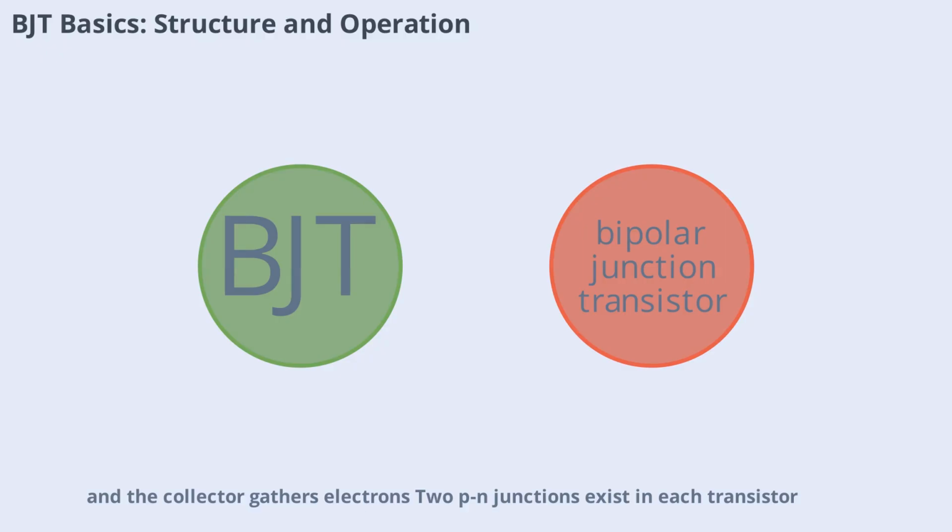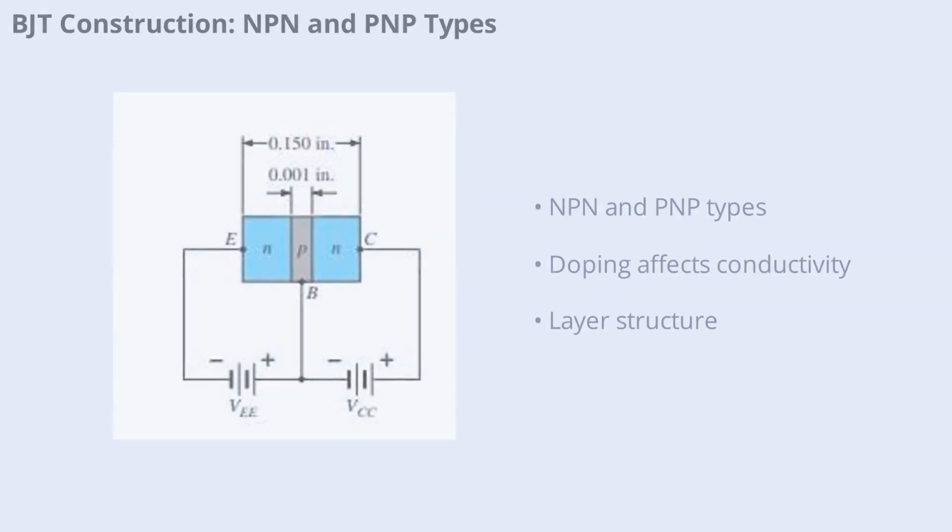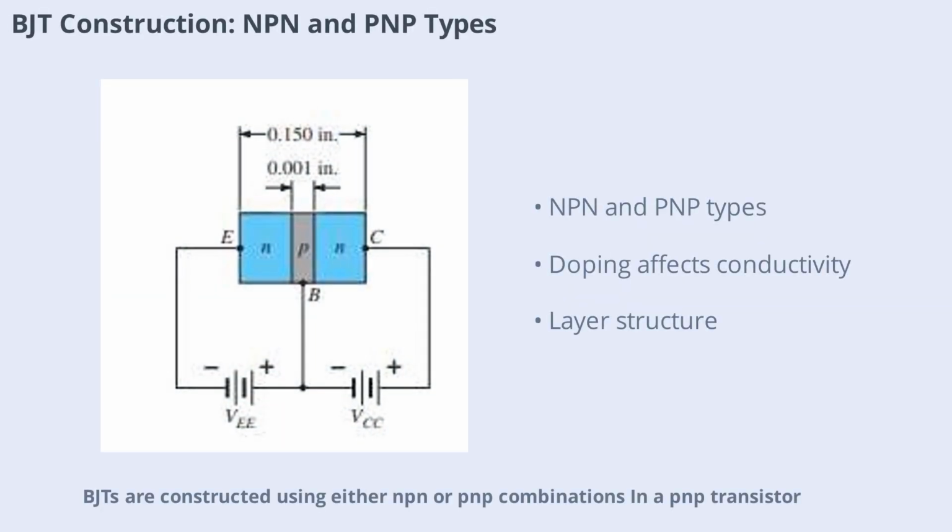Two PN junctions exist in each transistor, enabling the transfer of resistance from a low resistance input circuit to a high resistance output circuit. This structure is key to their amplification capabilities. BJTs are constructed using either NPN or PNP combinations.